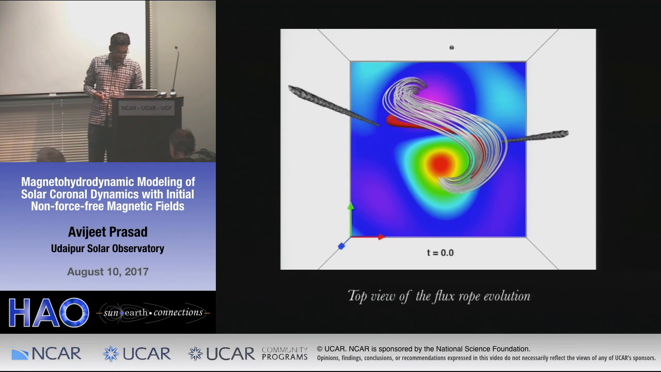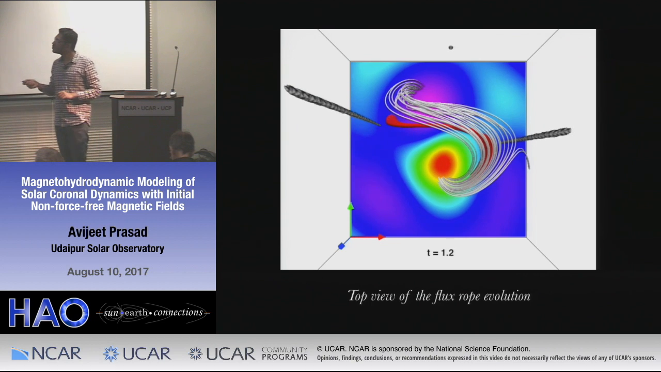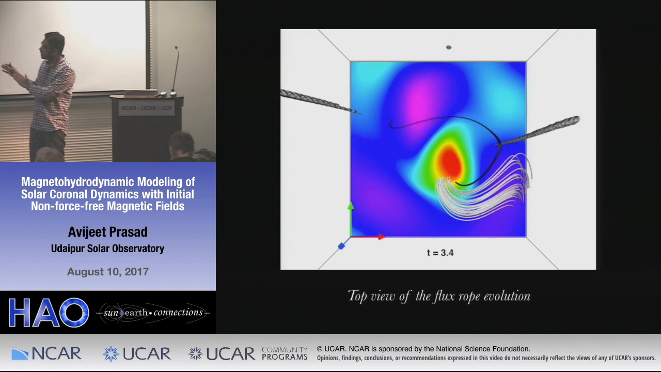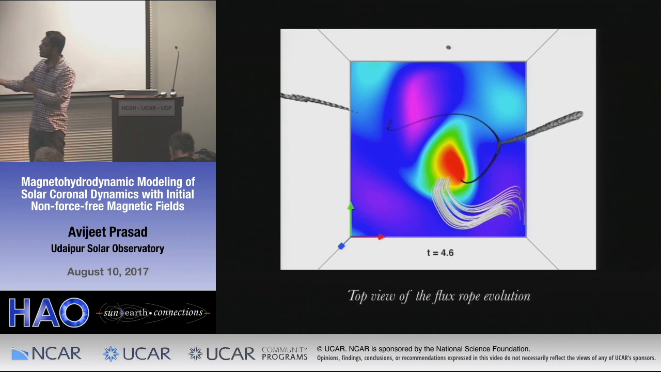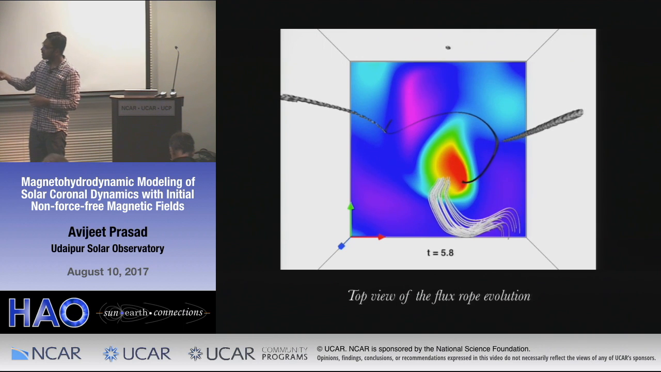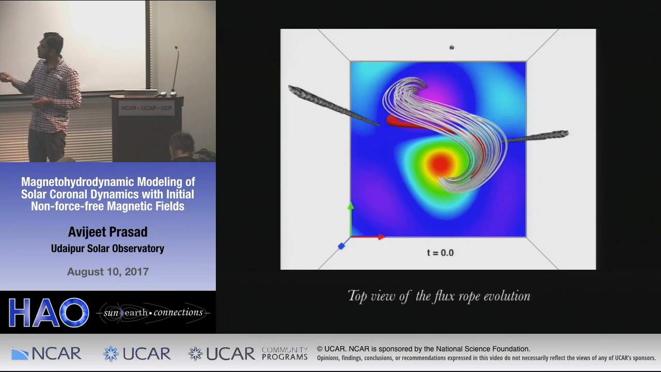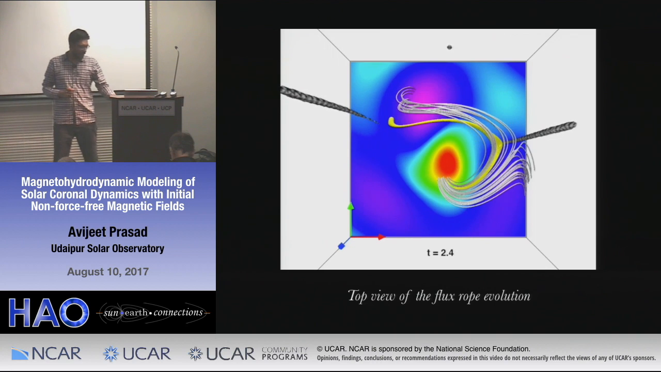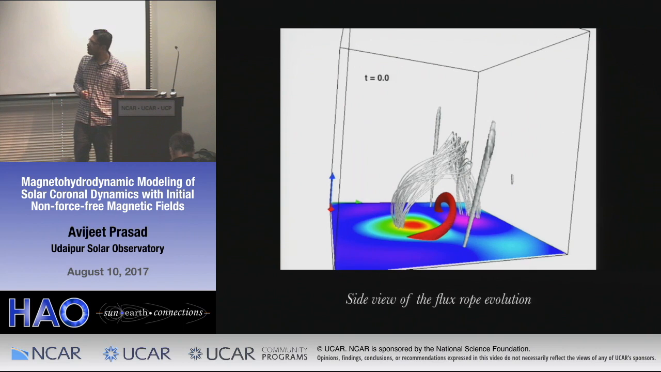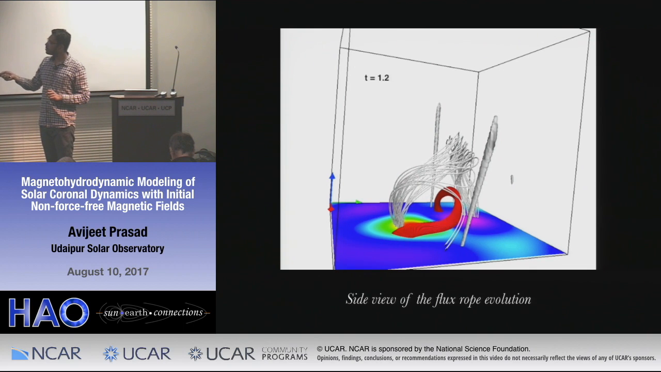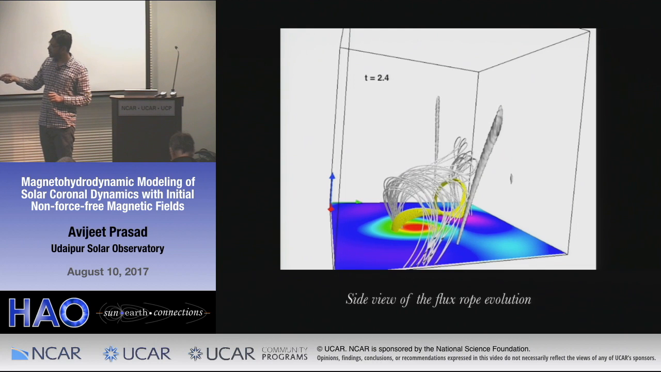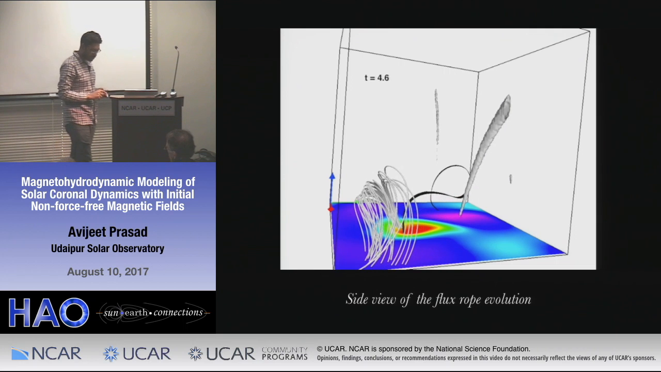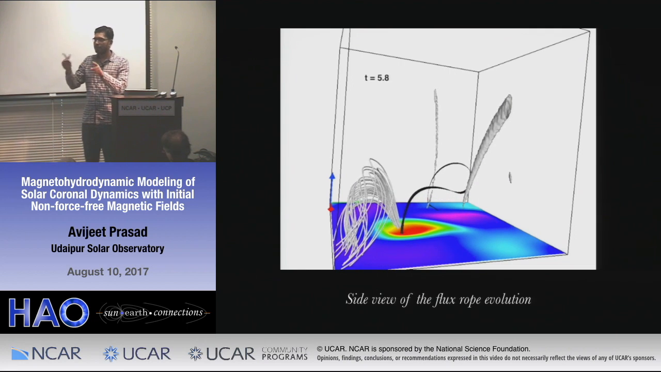So I'm just showing the movie of the same thing. We see that first the overlying field lines reach this X-type null line, they reconnect, and then they move out and clear out the region in the middle. This decreases the magnetic pressure in the middle, and that allows the flux rope to rise. This can be seen even more clearly here. We can see the ascent of the flux rope, and as it reaches this X-type null line, it sort of bifurcates. So we were able to capture two important things: one is the rise of a flux rope, and secondly the bifurcation.